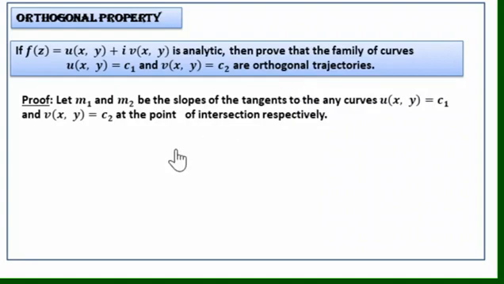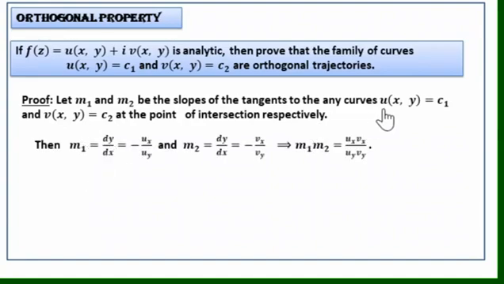So take the first curve u of xy equal to c1, and let m1 be the slope of the tangent to the curve u of xy equal to c1. Okay, and let m2 be the slope of the tangent to the second curve, that is any curve from the second family of curves v of xy equal to c2. Then we know that from the first semester, u of xy equal to c1, here y is a function of x, so from the partial derivative formula for dy by dx we have dy by dx equal to minus dou u by dou x divided by dou u by dou y.